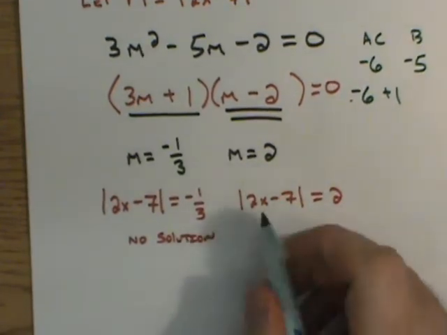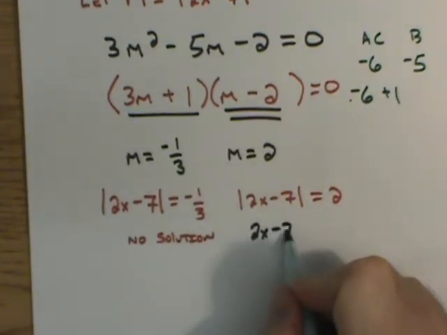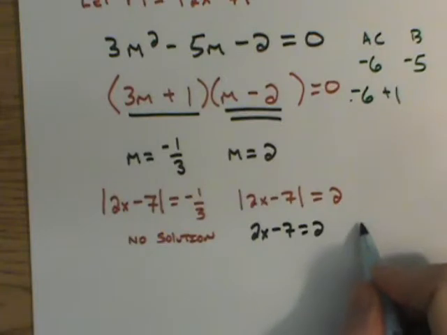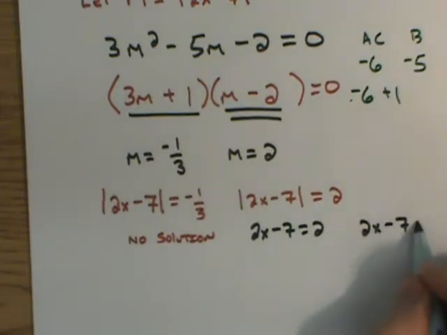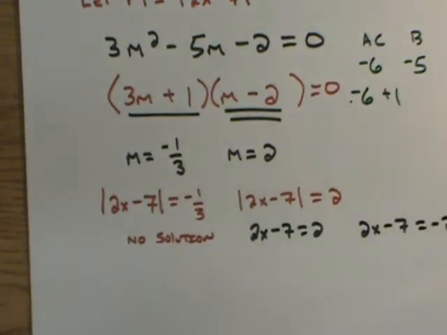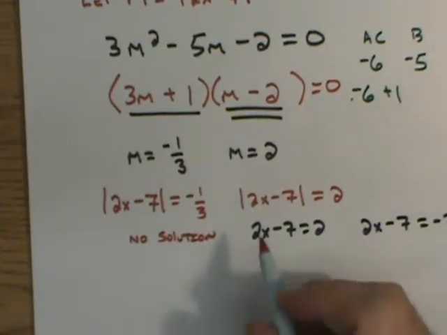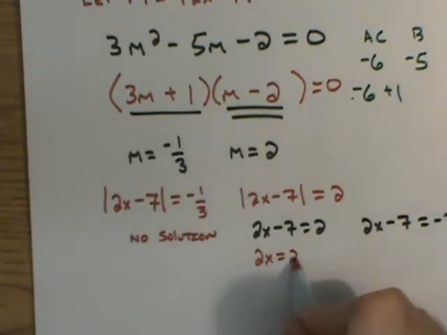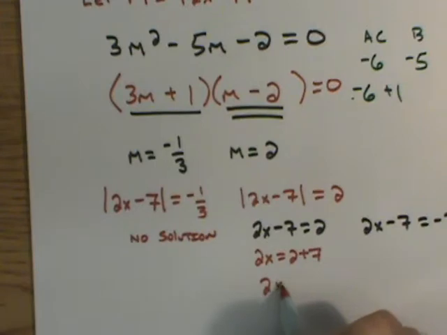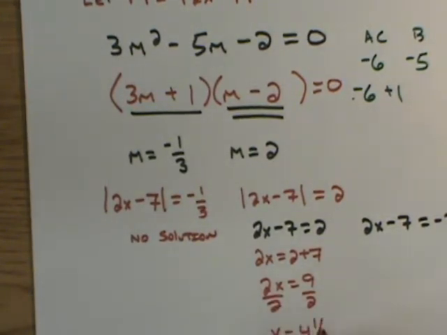I'll solve it with a positive, 2x minus 7 equaling 2. And then I'll solve it with a negative, where I say 2x minus 7 equals negative 2. In case 1, I can move my 7 over. 2x is equal to 2 plus 7, which is 9. 2x is equal to 9. Divide by 2. X would be 4 1/2.